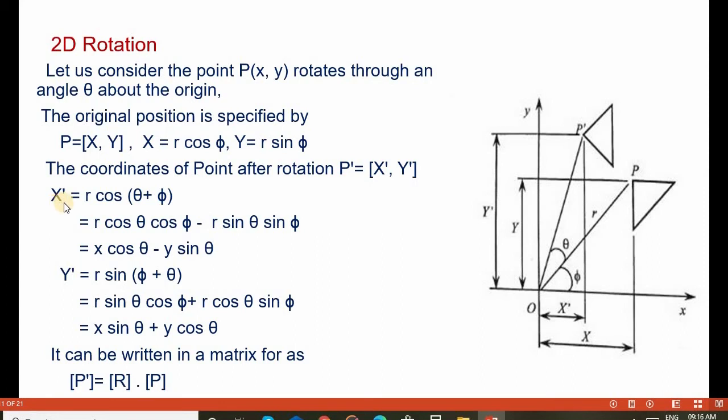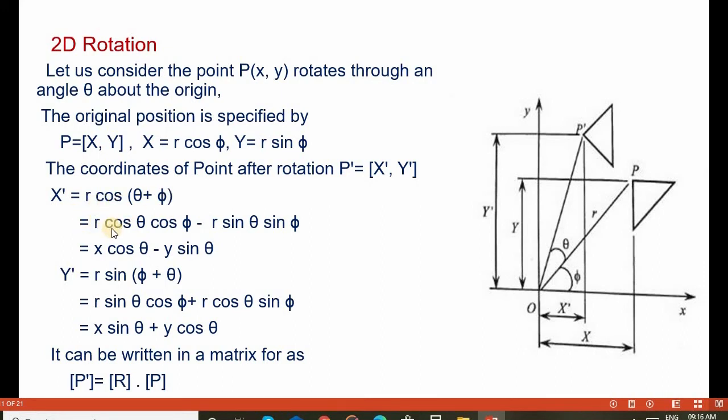So for x dash, how can we get the new points? The x dash is r cos (theta plus phi). So we are adding theta to the angle. The x coordinate is r cos phi, the y coordinate is r sin phi, and we are adding theta in both. So we will get the new coordinate x dash, r cos (theta plus phi).